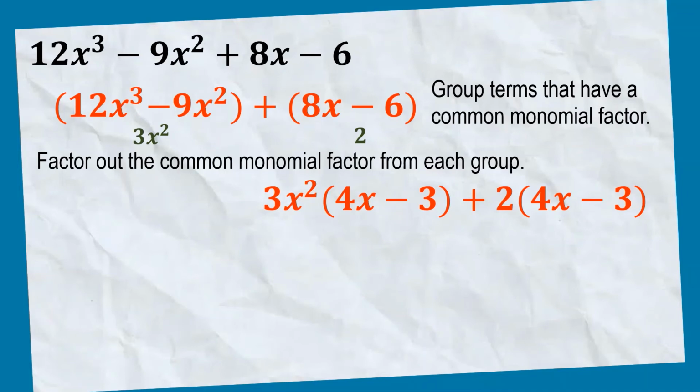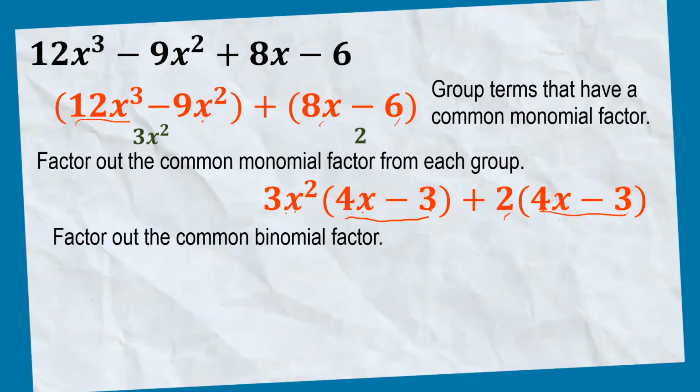So we need to factor out the common monomial factor, kaya po ang kakalabasan po, we have 3x squared times the quantity 4x minus 3 plus 2 times the quantity 4x minus 3. Saan po natin nakuha si 4x minus 3? First, in the first group po, 12x cubed divided by 3x squared is equal to 4x. Minus 9x squared divided by 3x squared is equal to 3. At sa pangalawang grupo naman po, 8x divided by 2, we have 4x. Minus 6 divided by 2 is 3.